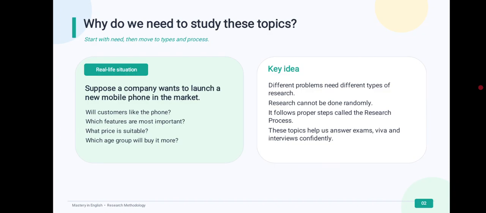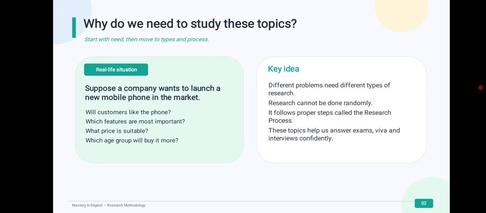So come to the second slide. Students, before understanding the concepts, let us first understand why we need to study these topics. Basically, research is used everywhere in today's world. It is used in business, in education, in science. Moreover, it is used in medicine as well as in banking. In addition to that, it is used in marketing and even daily life.